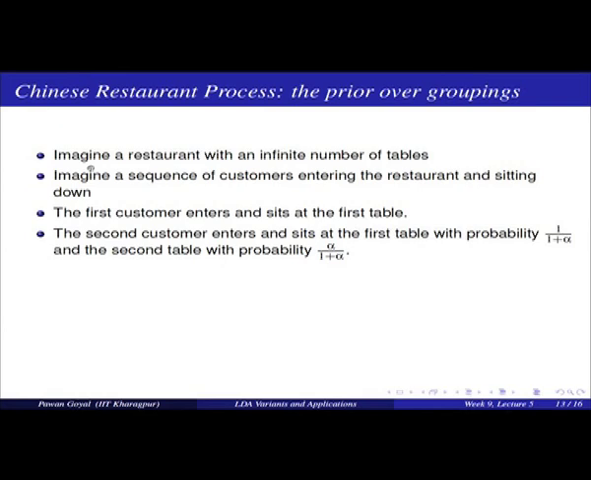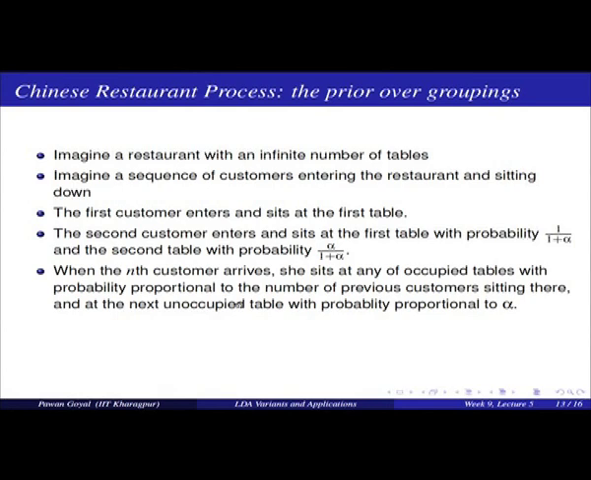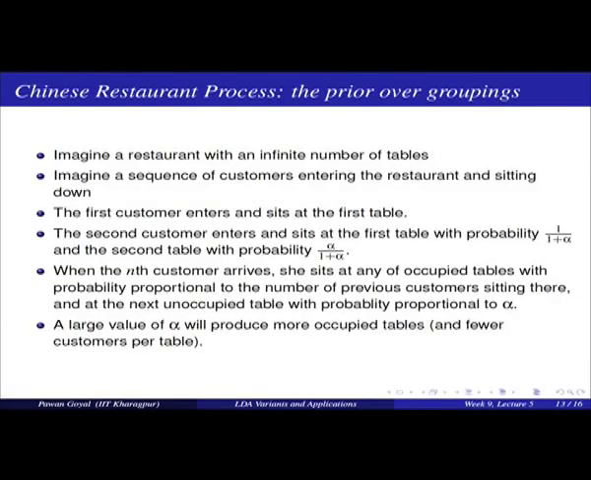So coming back, the first customer enters and sits at the first table. The second customer enters and sits at the first table with a probability of 1 divided by 1 plus alpha, and at the next unoccupied table with a probability of alpha divided by 1 plus alpha. And when the nth customer arrives, she sits at any of the occupied tables with a probability proportional to the number of previous customers already seated at the table, and at the next unoccupied table with a probability proportional to alpha. And that's how I can distribute all the customers in a restaurant. And we saw that if I have a large value of alpha, I will have more occupied tables and fewer customers per table.